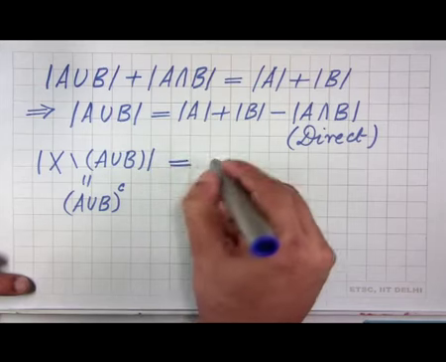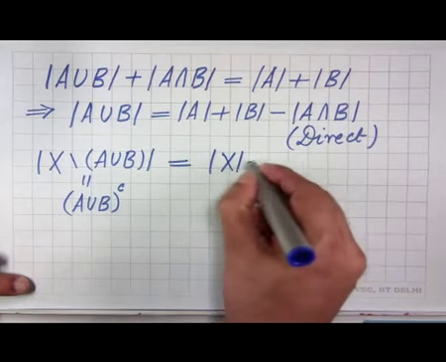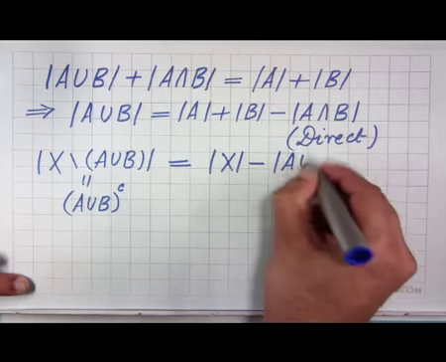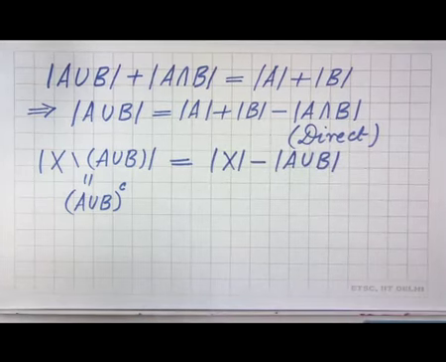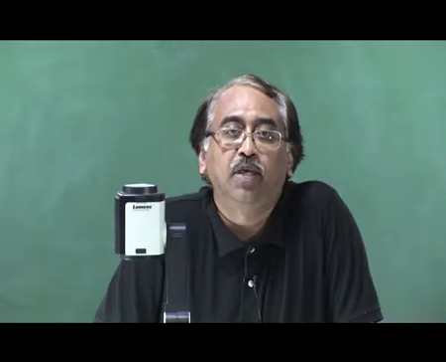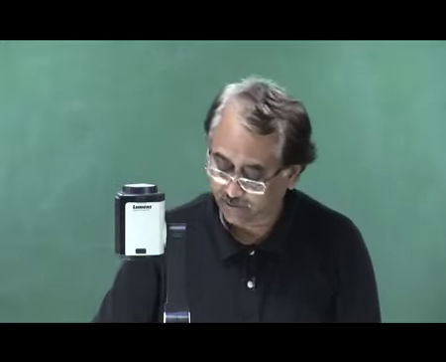This is actually the number of elements in X minus the number of elements in A union B. This is because the number of elements in X minus A union B is simply the number of elements in X minus the number of elements in A union B, as A union B is contained in X. In general, if you take the difference of 2 sets, it's not true that the number of elements in A minus B is the number of elements in A minus the number of elements in B. But it is so in this case because A union B is contained in X.